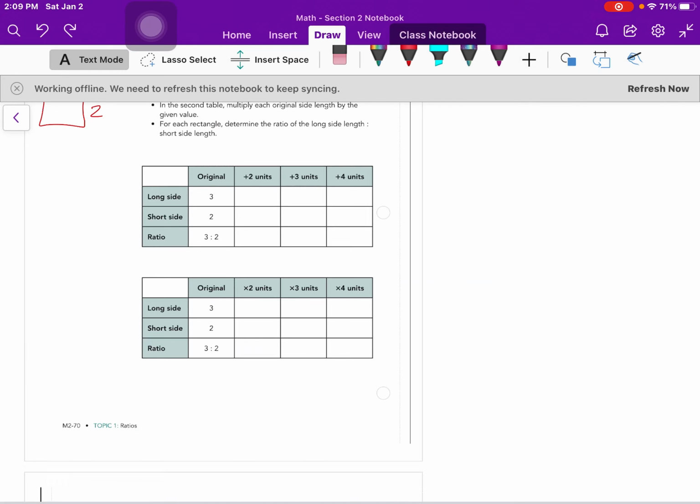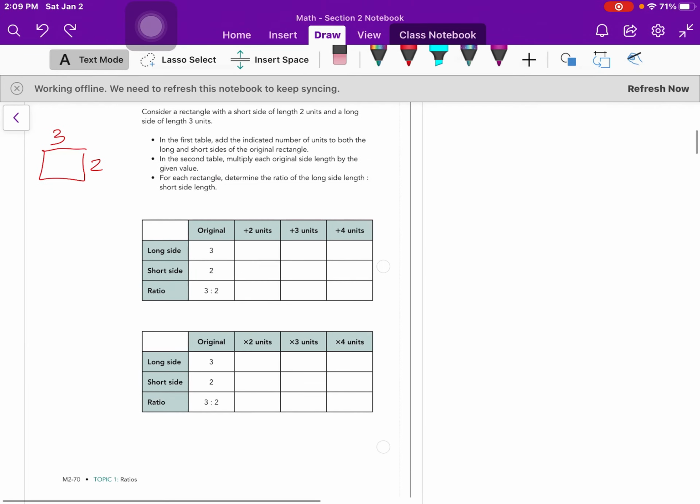So the original says short side 2, long side 3. All right, this first one they want us to add. So if we add 2 to the long side, which is 3, it would be 5. And if we add 2 to the short side, which is 2, it would be 4. And the ratio would be 5 to 4. Down here in this particular table, you're multiplying. So if the original is 3 and you times it by 2, you'd get 6. If the original is 2 and you times it by 2, you'd get 4. And that would give you a ratio of 6 to 4. Go ahead and pause me for a second and finish filling out this table.